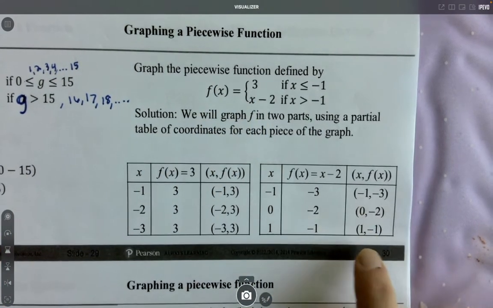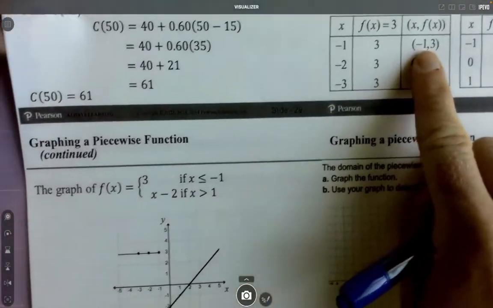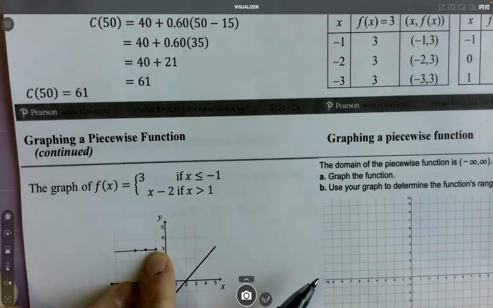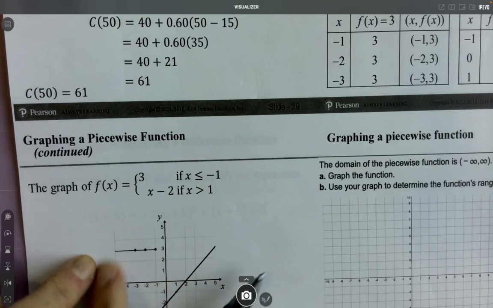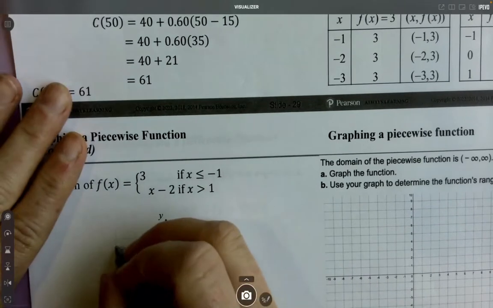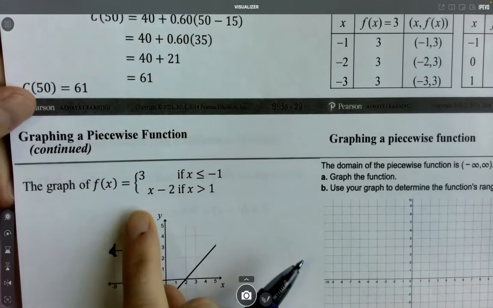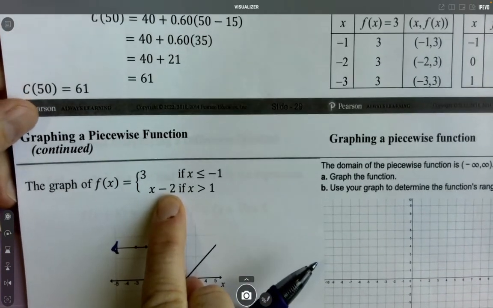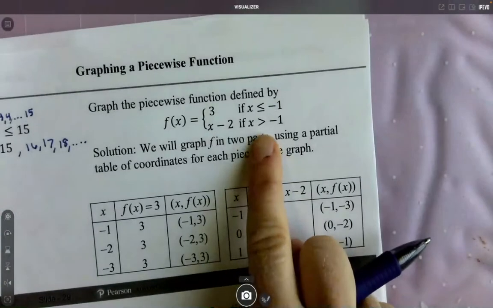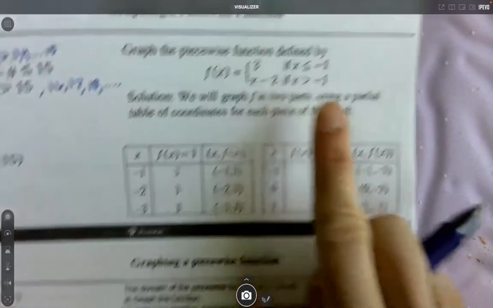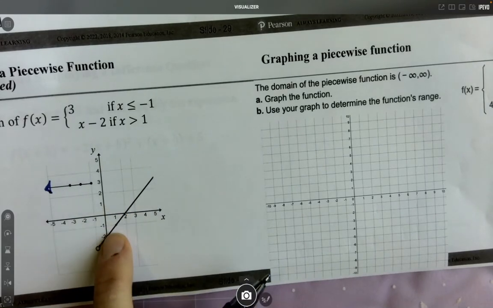So then you're going to plug in these points in here. So we have negative 1, 3, negative 2, 3, negative 3, 3, and so on. So it's going to be a line that goes on and on to infinity here. The other equation is x minus 2. So our point was negative 1, negative 3, which is here. It's an open circle because this did not have an or equal to sign. So that's why it's an open circle. Then you do 0, negative 2, 1, negative 1, and so on.